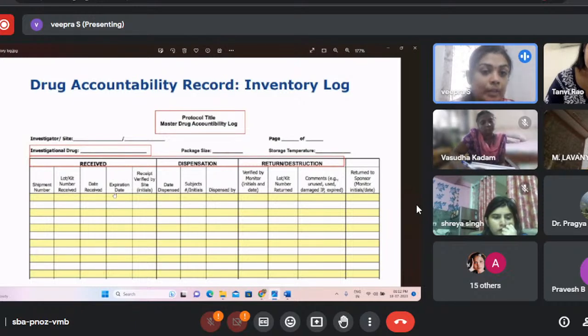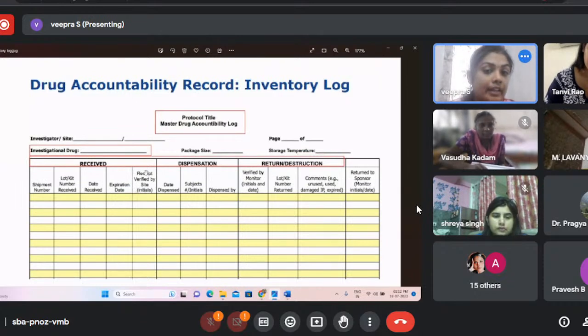Then after that, what is next? Expiry date. What is the expiry of the medicine? If you see the IP shipment document, you can see the expiry date. So the expiry of each of the medicines has to be noted here. Then after that, what is last? Receipt verified by at site.